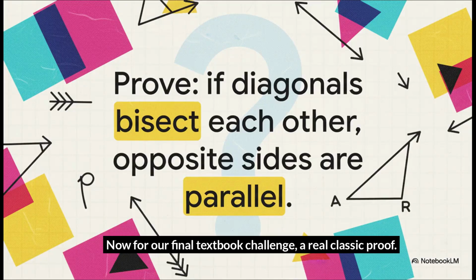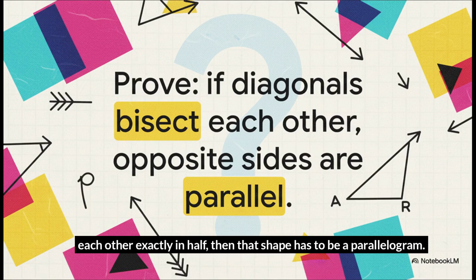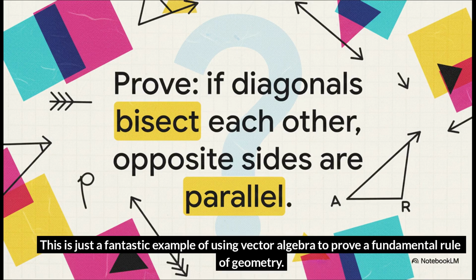Now for our final textbook challenge, a real classic proof. We need to show that if the diagonals of any quadrilateral cut each other exactly in half, then that shape has to be a parallelogram. This is just a fantastic example of using vector algebra to prove a fundamental rule of geometry.